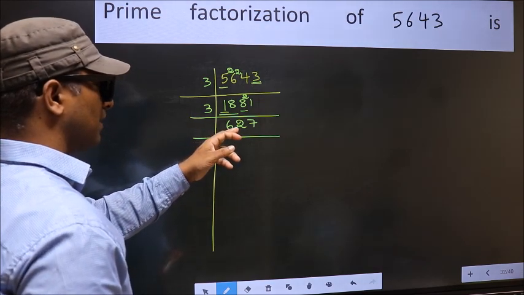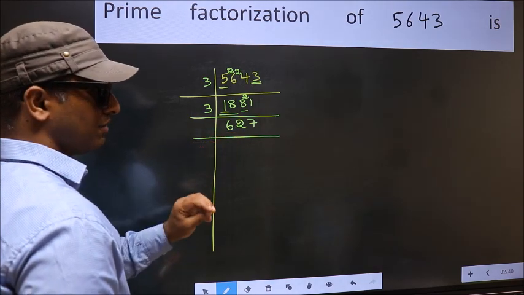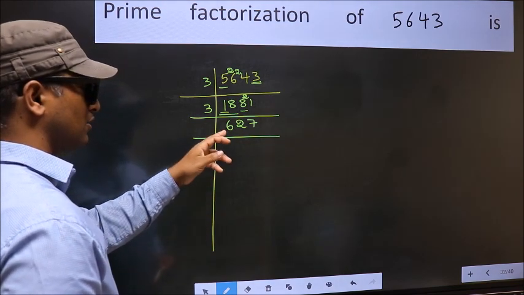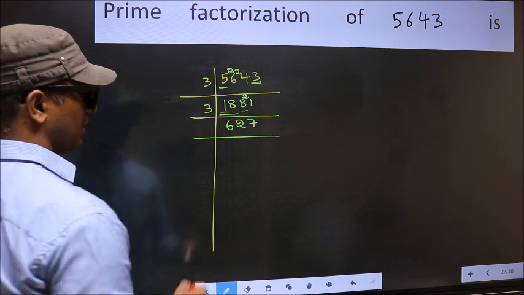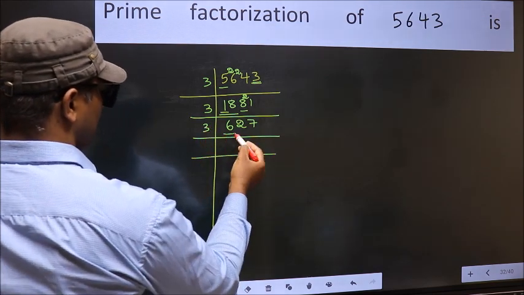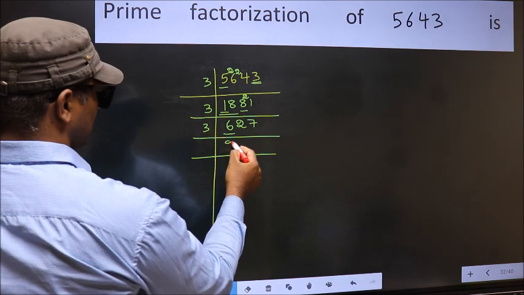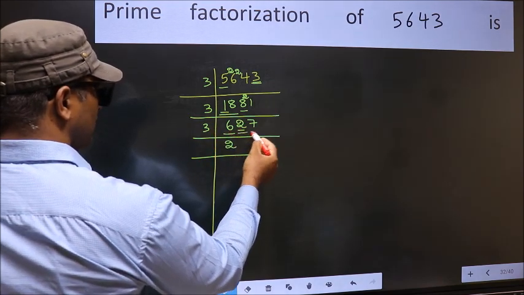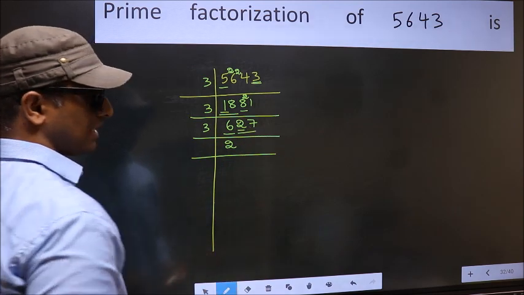6 plus 2 plus 7 equals 15, and 15 is divisible by 3. So this number is also divisible by 3. So take 3. First number 6, when do we get 6 in the 3 table? 3, 2, 6. The other number 2 is smaller than 3, so take 2 numbers, 27.